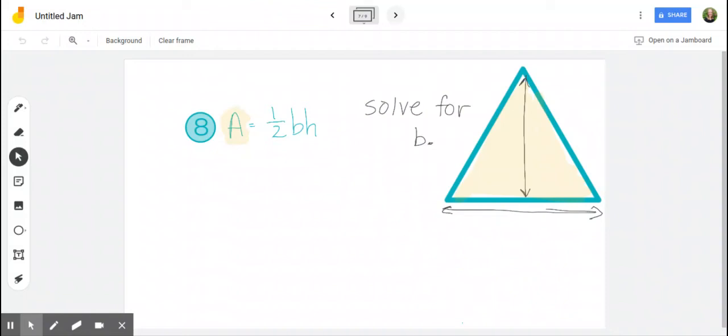Okay, so I see that the b and the h, they're being multiplied. So I'm going to get rid of that h by dividing, because that's the inverse operation, the opposite kind of math. But if I do it on one side, I have to do it on the other. Okay, so I am left with a over h equals 1/2 times b, because our h is canceled out.